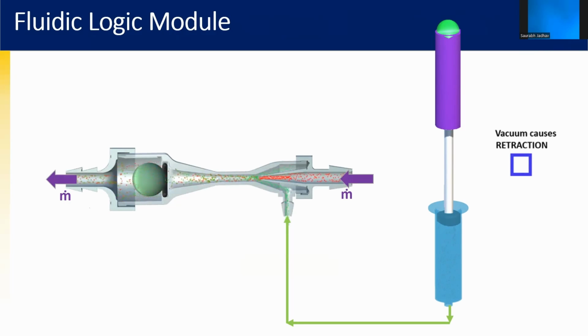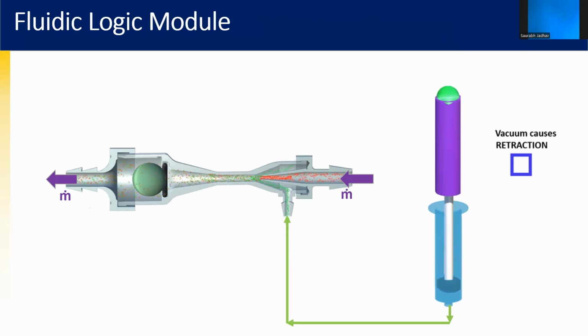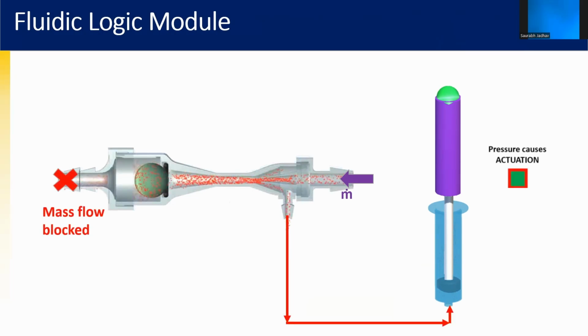To enable fluidic matrix circuits, we construct an intermediate circuit element equivalent to an LED. We call it the Fluidic Logic Module. The Fluidic Logic Module generates a pressure or a vacuum signal based on the state of the mass flow through its inlet or outlet. When the mass flow through its inlet and outlet is enabled, it generates vacuum at the signal line, thus retracting the cylinder. When the mass flow at the outlet is blocked, it generates pressure at the signal line, thus actuating the cylinder.